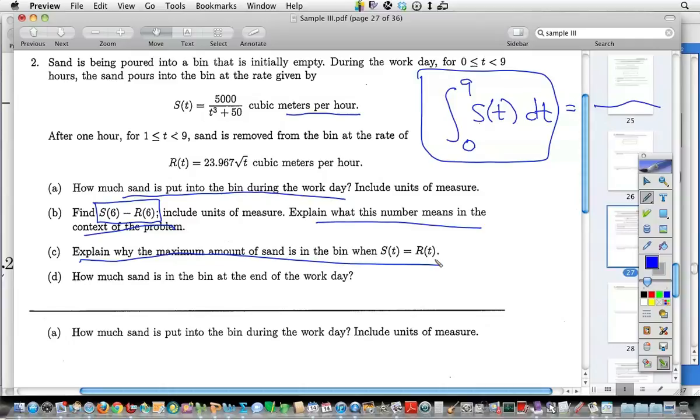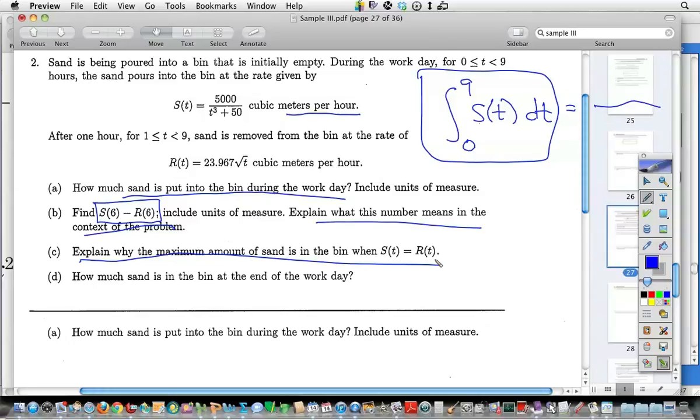Because if we assume that, then the sand's increasing faster than it's taking out until the point that they become equal, and then the taking out becomes faster. So it's increasing, but slowly decreasing the rate that it's increasing, and then it hits the maximum, and then it starts decreasing the same. It's hard to clearly explain that, isn't it? And to write it out in words.